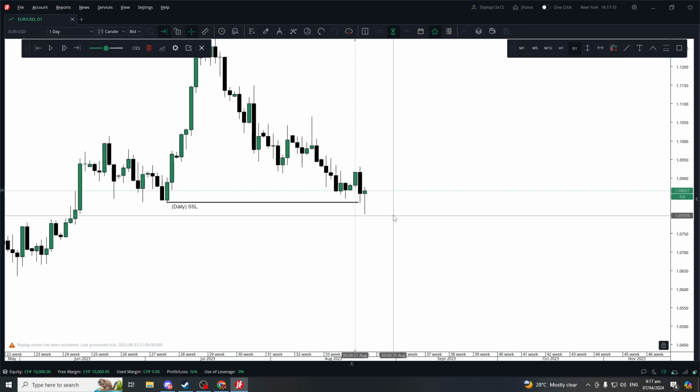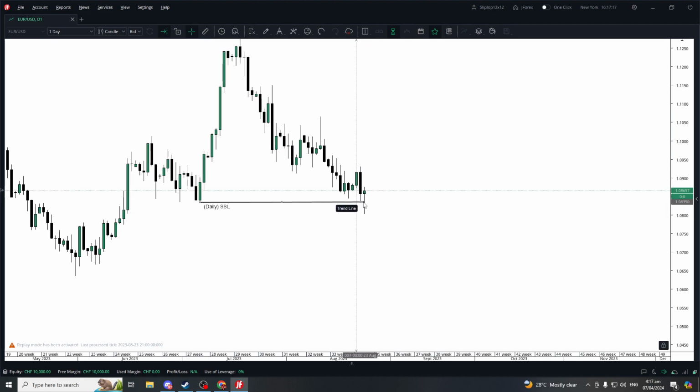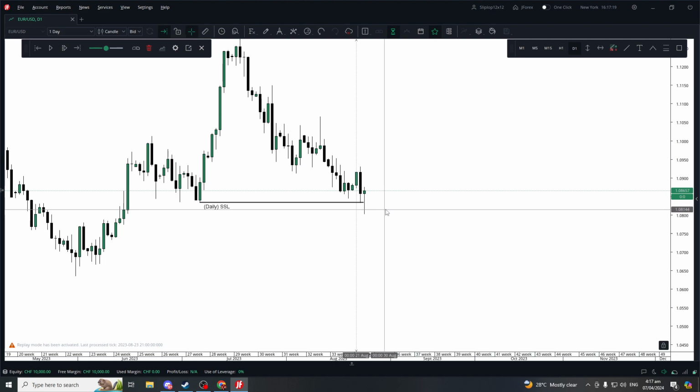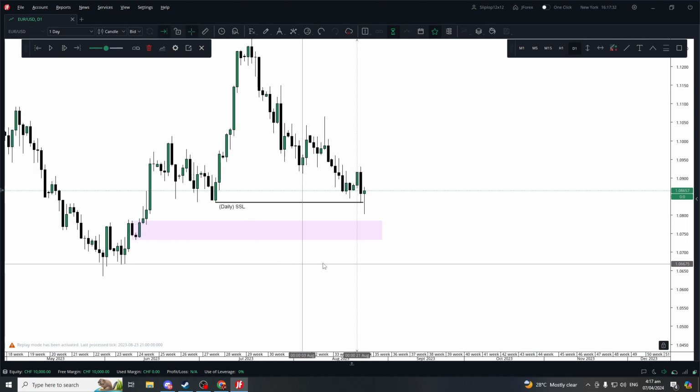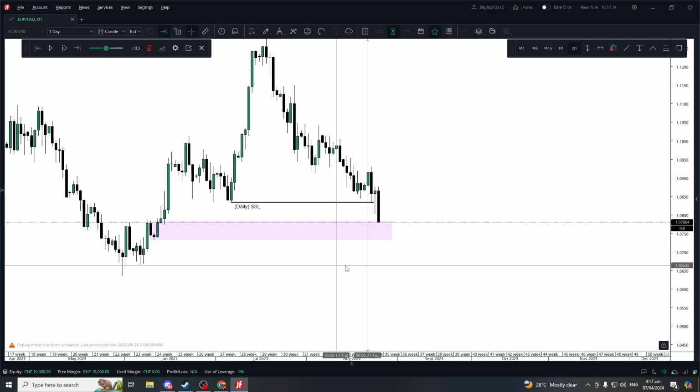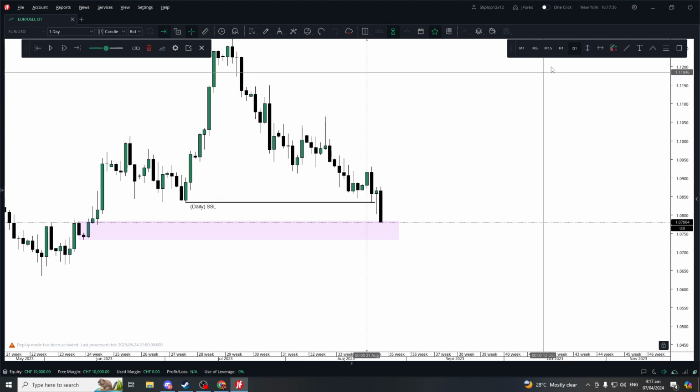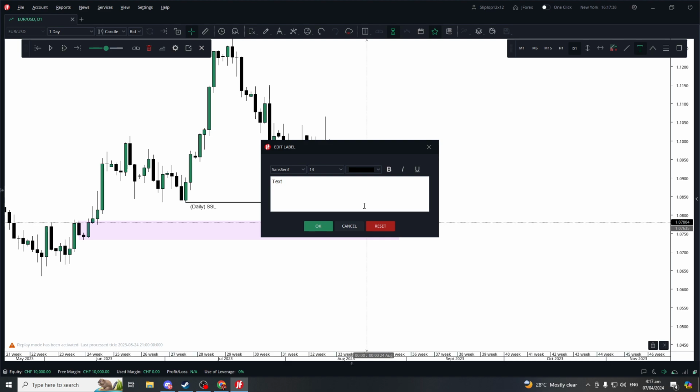So okay, so price, as you can see, just swept the sell side liquidity daily. And another thing that I see here is this order block, daily order block.